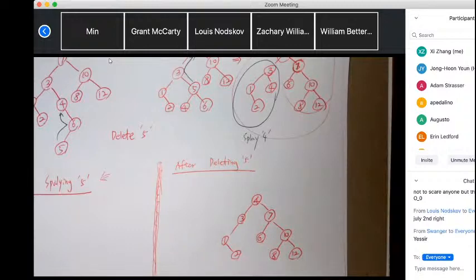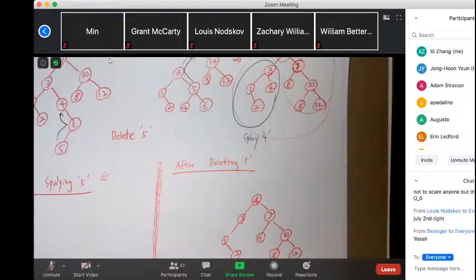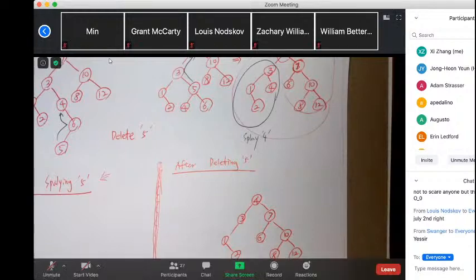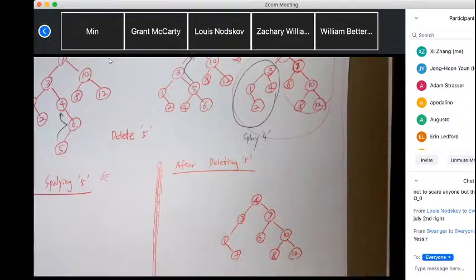Okay, any question for the splay tree delete operation? Do you feel comfortable doing splaying and delete operation? Okay, go ahead. So when we delete the 5, we move the largest of the left up to the root. Uh-huh. Okay. All right.